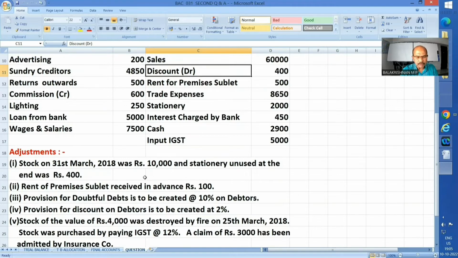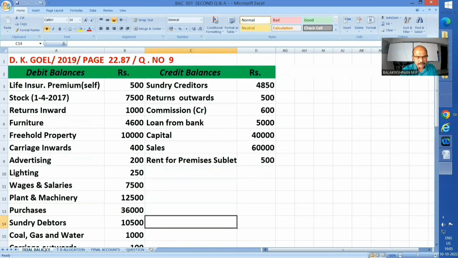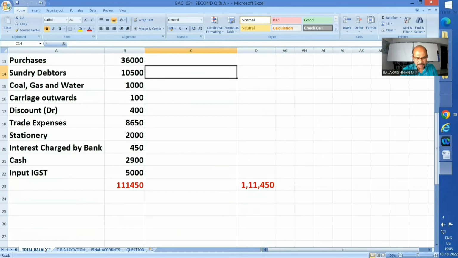When in the exam hall, if this kind of question is received, kindly spare 5 minutes and prepare a tallied trial balance. Then you will be very comfortable. I have prepared the trial balance for you. What has been my thumb rule in preparing this trial balance? Simple like that. Debit side, all assets and expenses. Credit side, all liabilities and income. That's all. That thumb rule you keep. So this is sufficient, and I have tallied the trial balance.